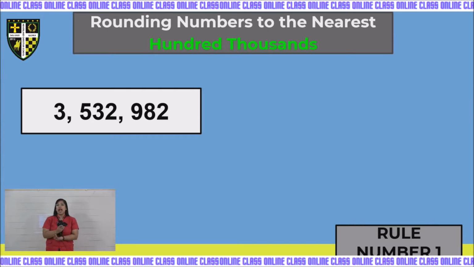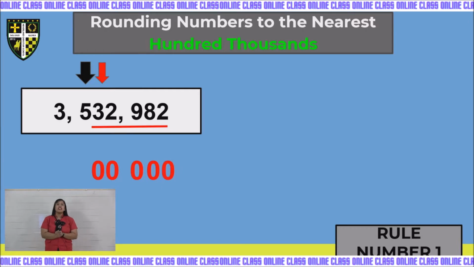We will identify first the 100,000 place digit, which is 5, and the digit after 5 is 3. Okay, kids? So the 5 is in the 100,000 place, and 3 is the digit after 5. Next, since 3 is less than 5, we will drop it to 0, and all the other digits to the right. So the underlined digits, we will put them all to zeros. And then we will just copy the rounded digit, which is 5, and the number before it, which is 3.